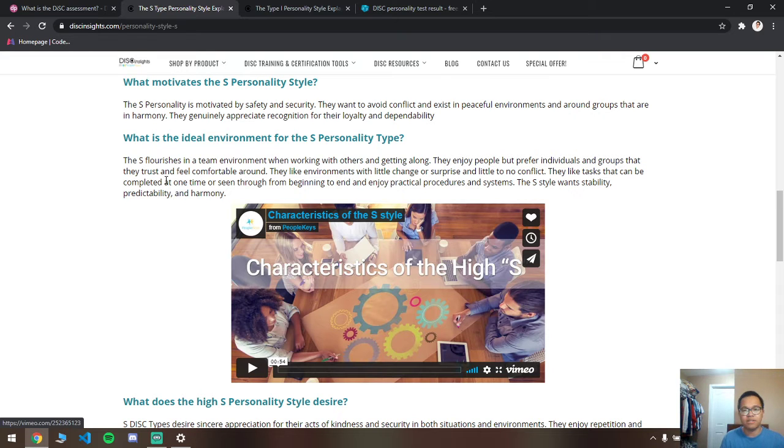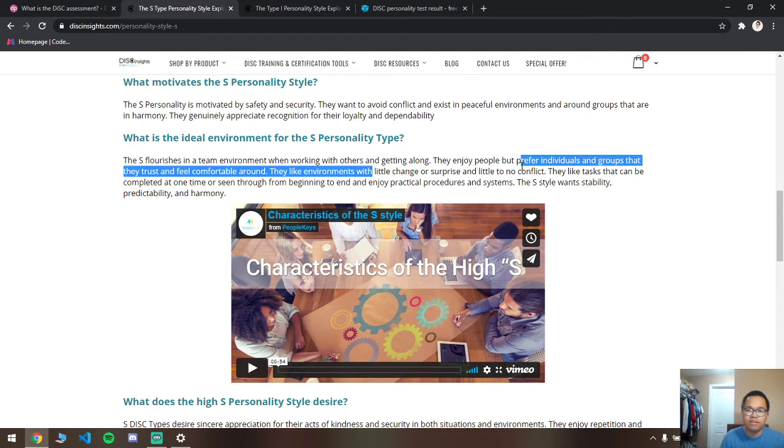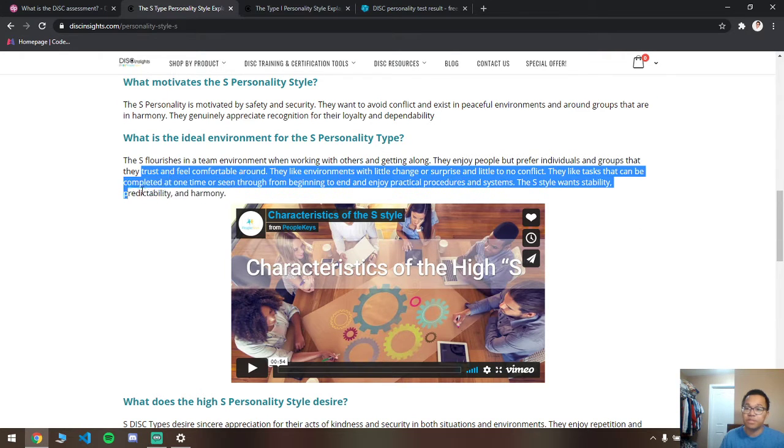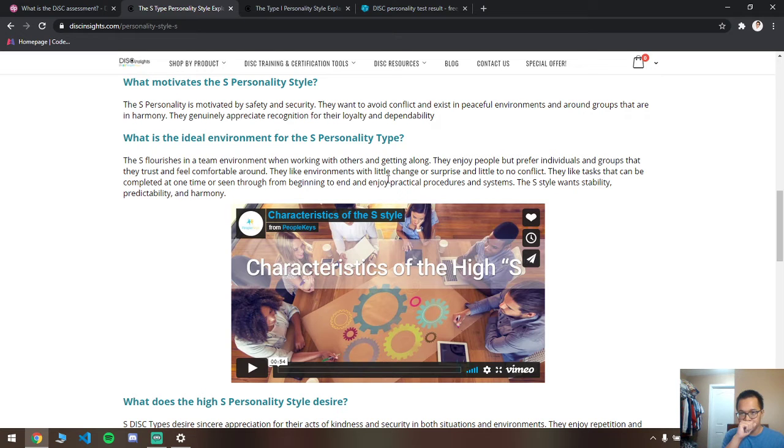Yeah, it's like a two-way thing. Sometimes I like change, sometimes I don't. Little to no conflict. Like tasks that can be completed at one time or seen through from beginning to end. Enjoy practical procedures and systems. Yeah, I like completing tasks as soon as possible.